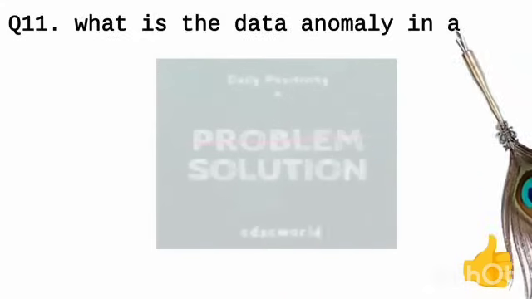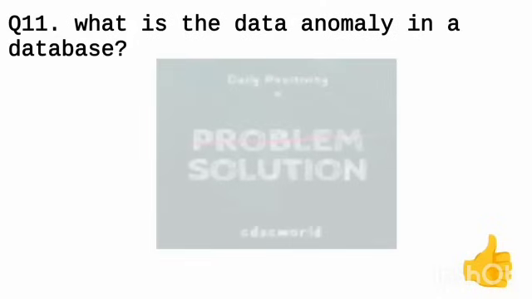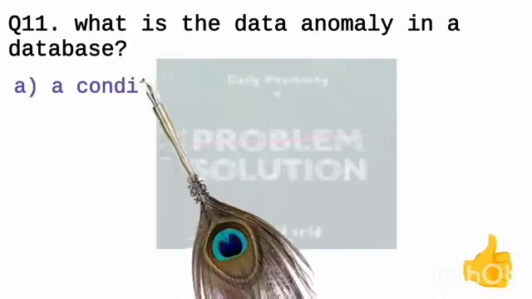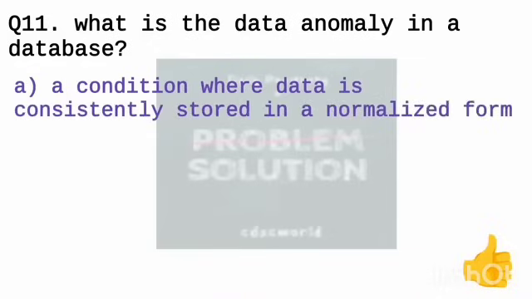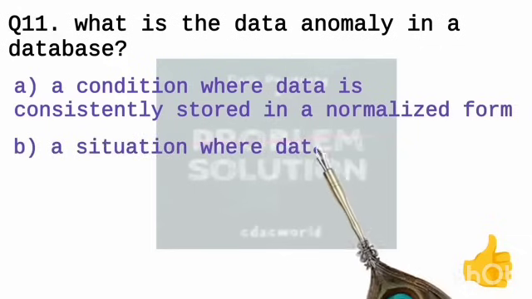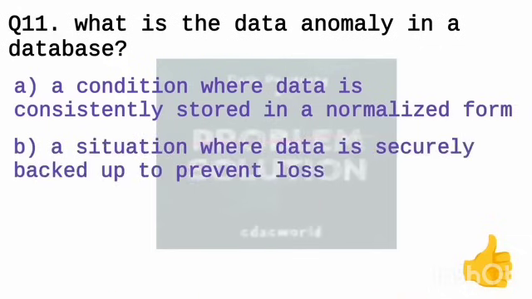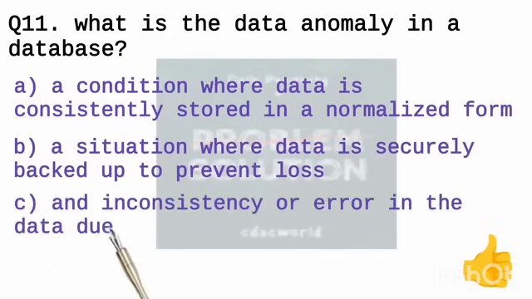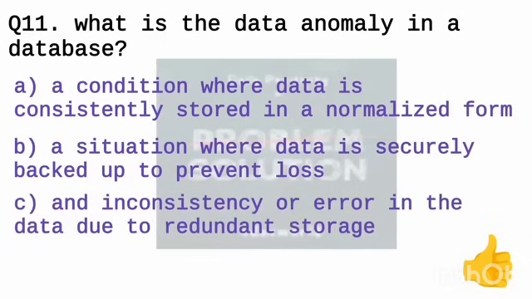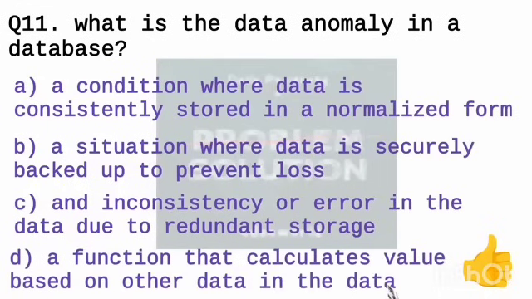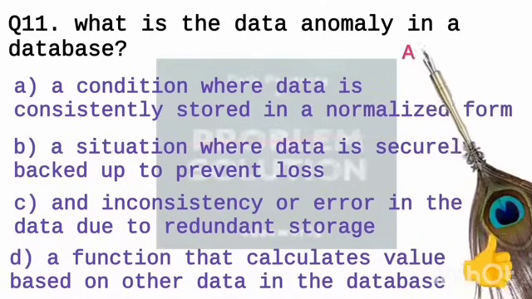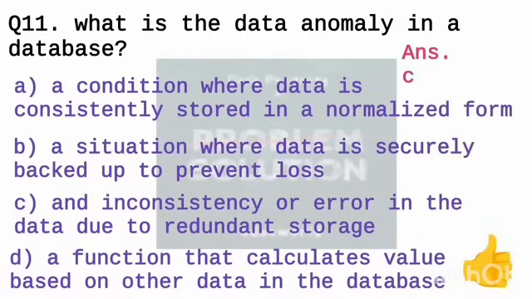Query number 11. What is a data anomaly in a database? Option A, a condition where data is consistently stored in a normalized form. Option B, a situation where data is securely backed up to prevent loss. Option C, an inconsistency or error in the data due to redundant storage. Option D, a function that calculates values based on other data in the database. And the answer is C.